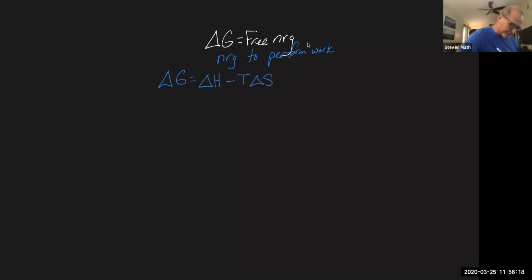Delta G, free energy. This one we defined as our energy to do work, to perform work. And for our purposes, in chemistry for the most part, delta G is going to come from a couple of different places, but delta G is equal to delta H minus T delta S.